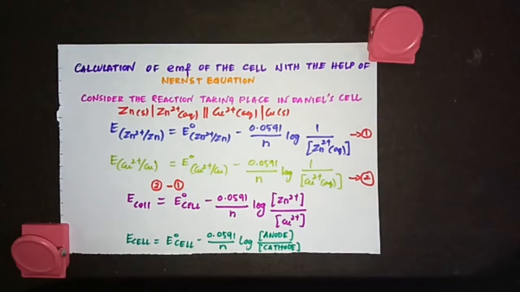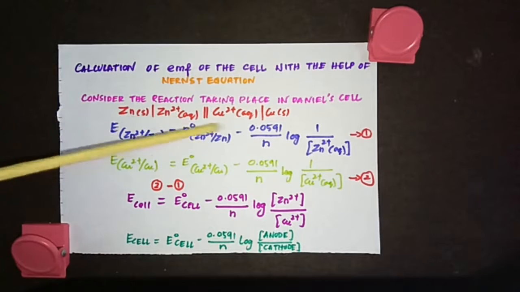Don't get confused between EMF and electrode potential. Electrode potential is for the half cell. Here EMF is for the cell after combining the half cells. Now consider the reaction taking place in the Daniell cell. See, anode, cathode. This is what happens in the Daniell cell.